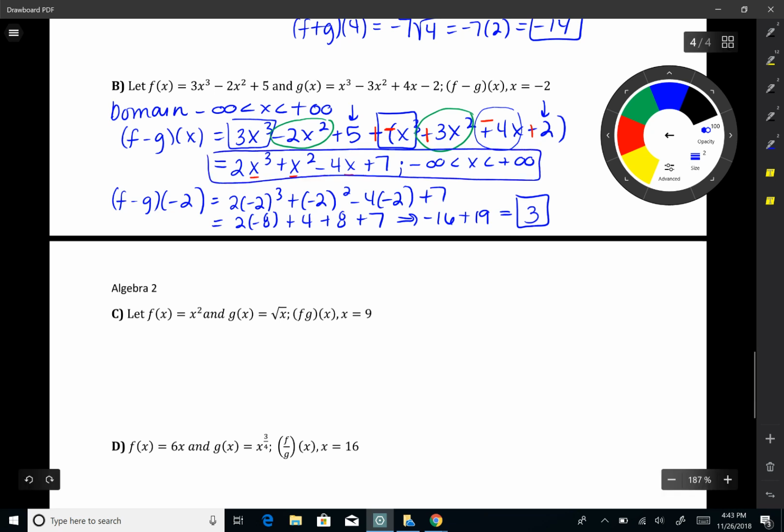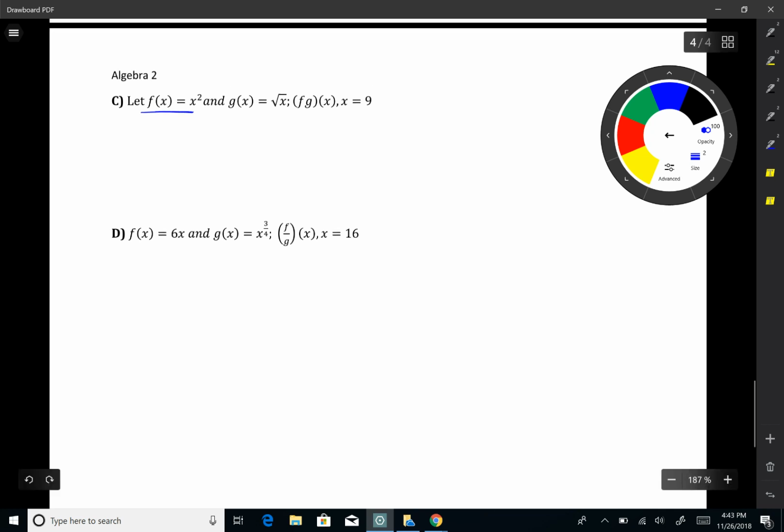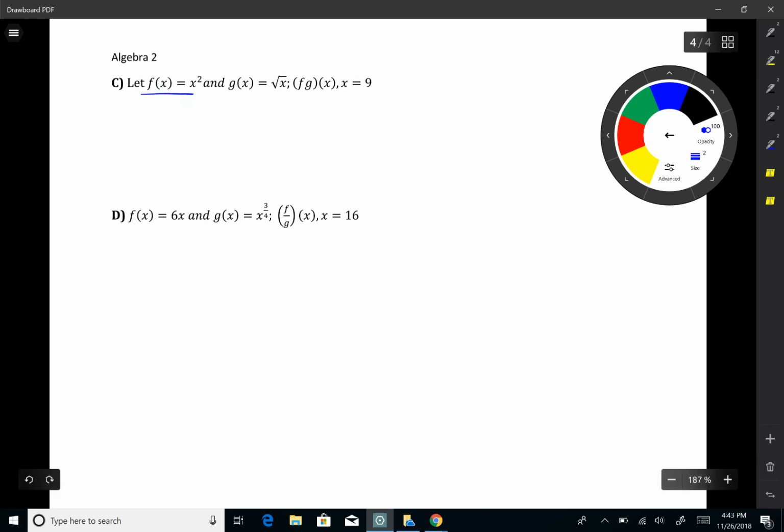All right, 2 more. So we just did a sum, we did a difference, now we have a product, and then a quotient. Let f of x equal x squared and g of x equal the positive square root of x. Find f times g of x and evaluate for x equals 9. F of x equals x squared is a parabola. That's a polynomial. We can put any x value we want in there. So the domain is negative infinity to positive infinity.